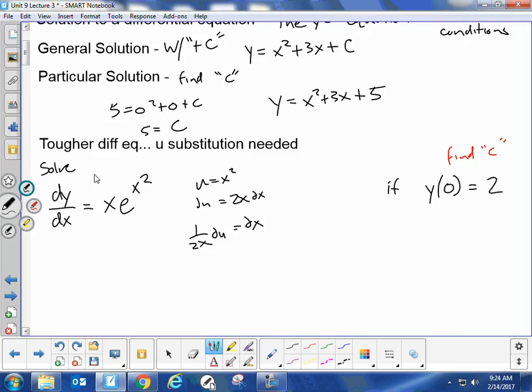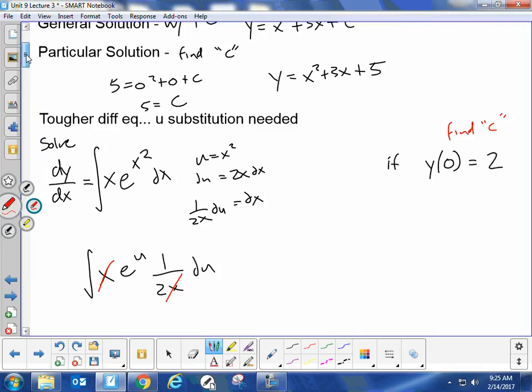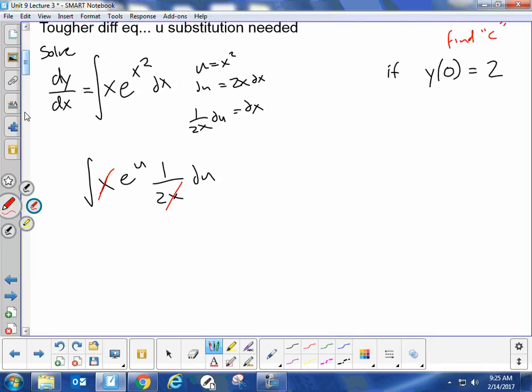Okay, I am taking the antiderivative of this, so I can just kind of write that in there. So it would be the antiderivative of x e to the u, and then I replace dx with 1 over 2x du. We should have done this enough that that is not new to us. We see that the x's will eliminate. I will be able to take the antiderivative of this. It would just be 1/2 e to the u plus c.